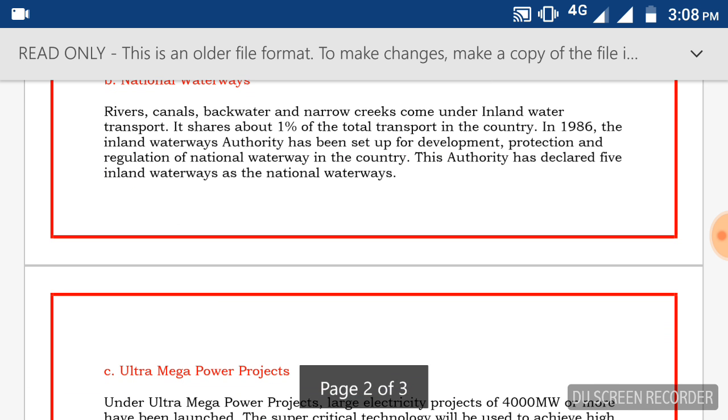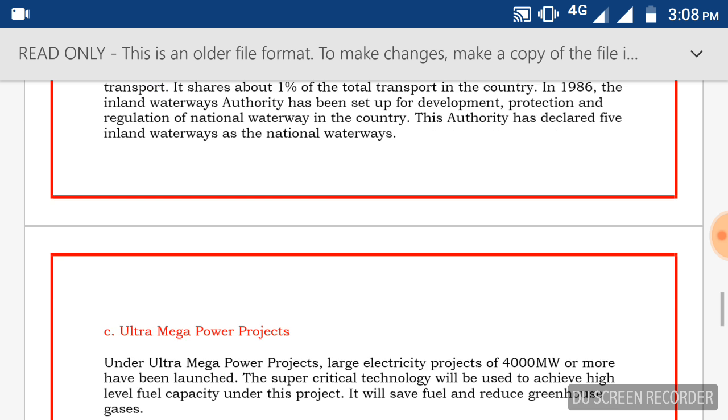Okay, national waterway. River, canal, backwater, and narrow creek come under inland water transport, and it shares about 1% of total transport in the country. In 1986, the Inland Waterways Authority was set up for development, protection, and regulation of national waterways in the country. This authority has declared 5 inland waterways as national waterways, and the work is going on for the sixth national waterway.